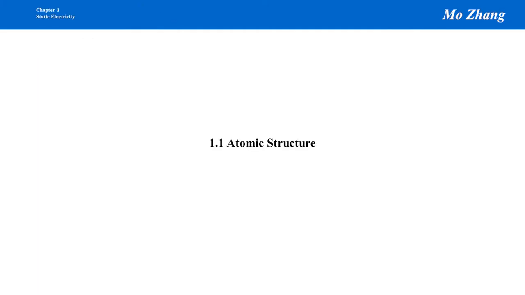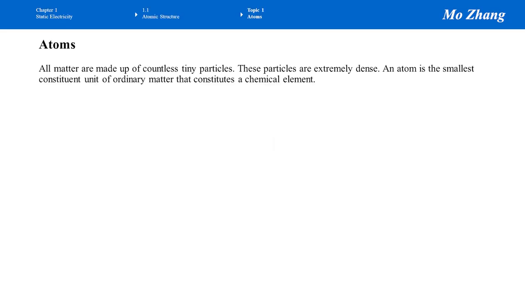Let's begin section 1.1, the atomic structure. Let's begin with atoms. All matter is made up of countless tiny particles. These particles are extremely dense and small. An atom is the smallest constituent unit of ordinary matter that constitutes a chemical element. So this is what an atom is about.